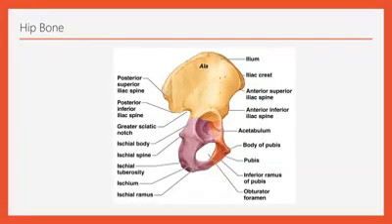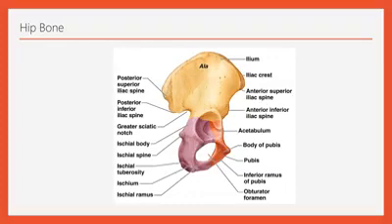We know that the hip bone is a morphologically irregular shaped bone. Now, the hip bone has three parts. They are the ilium, the ischium, and the pubis. These three parts actually meet at the acetabulum. So we can say that the hip bone is divided into three parts by the acetabulum.